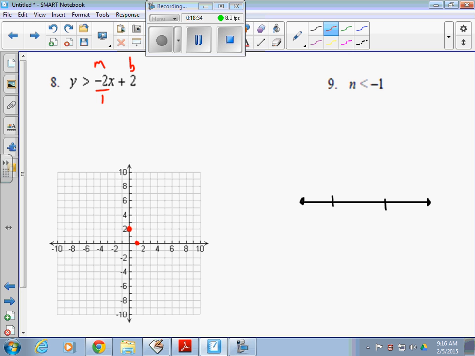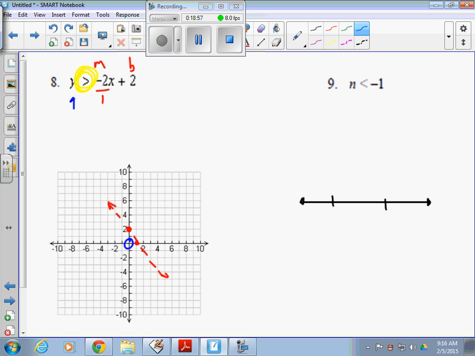There's the second point. Again, check to see if it's going to be a solid or a dashed line. This doesn't say or equal to, so it's going to be a dashed line. You don't count the line. So you make a dashed line if it is not or equal to. Second part you have to check. It doesn't pass through 0, 0.